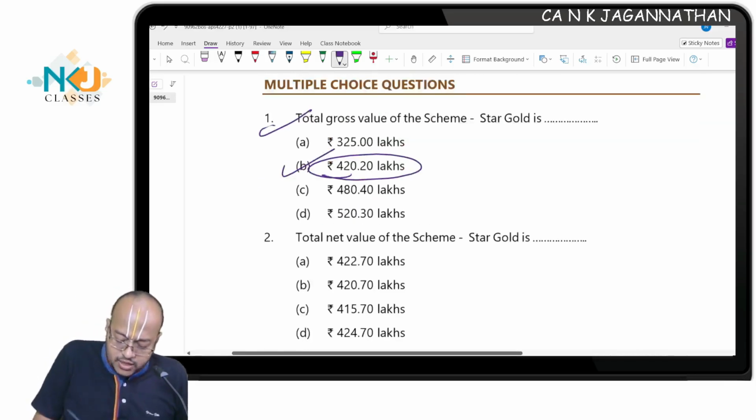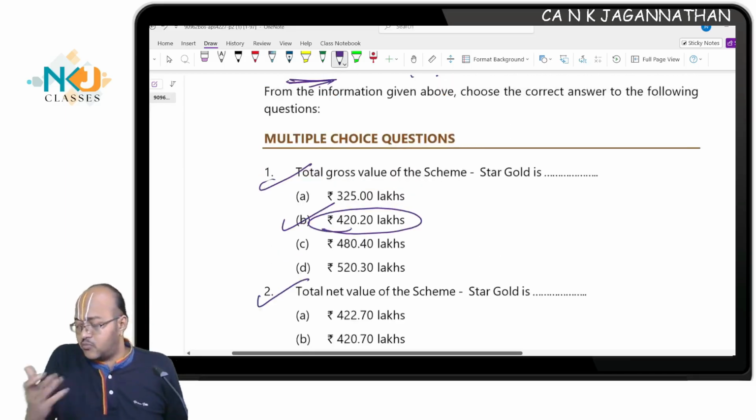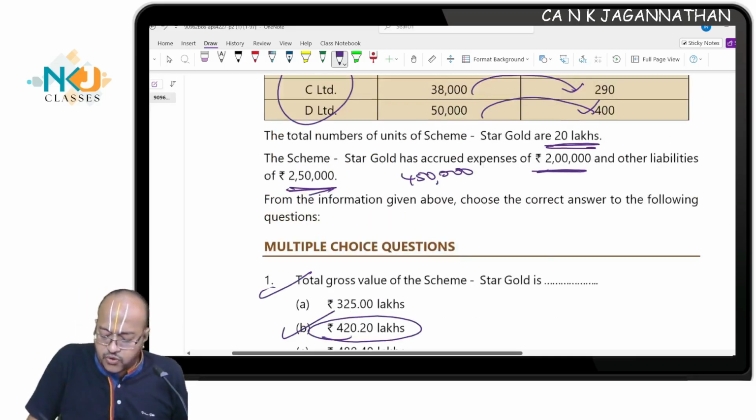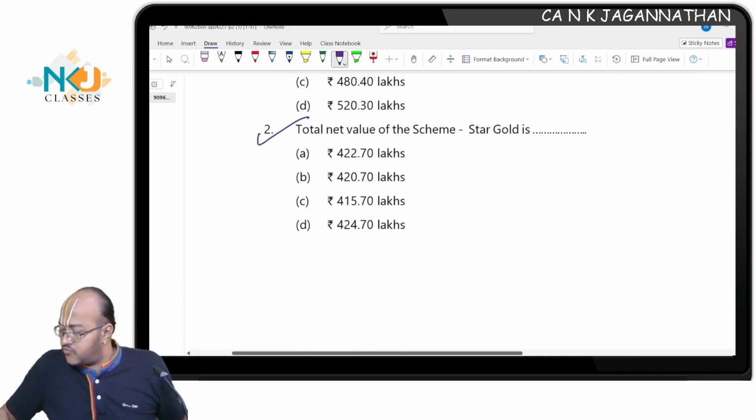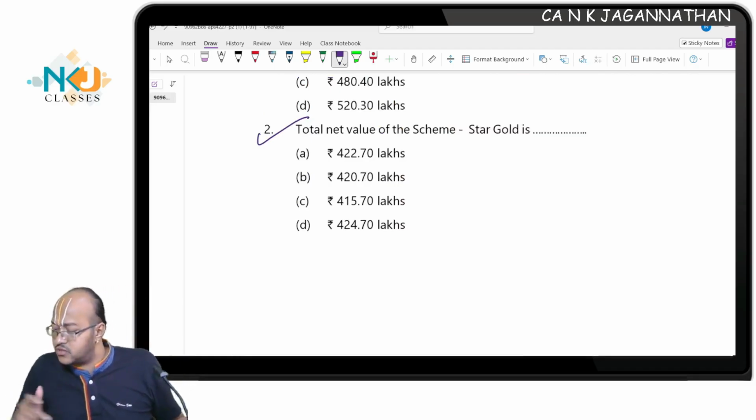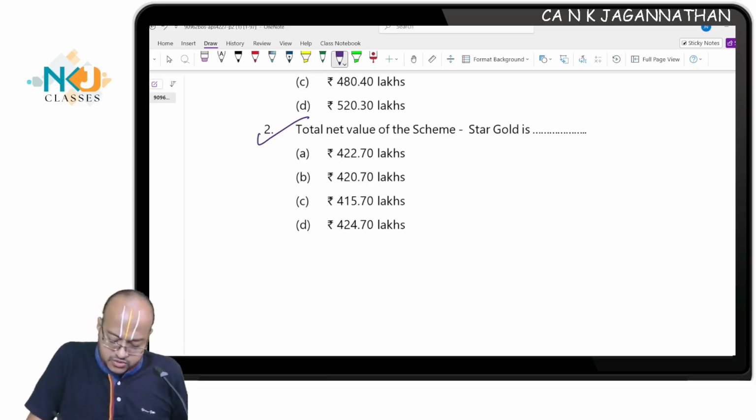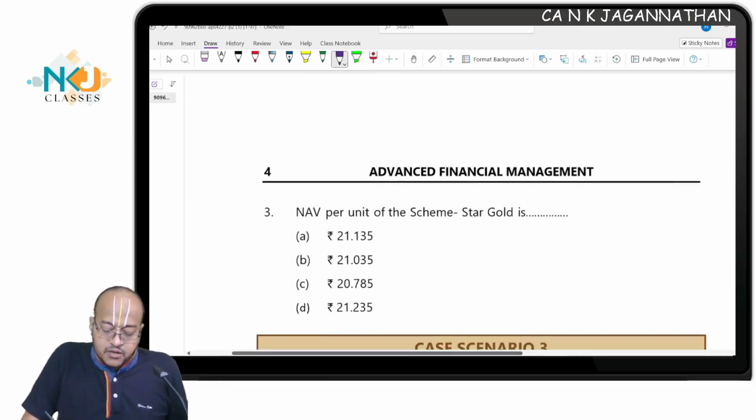Next, total net value of the scheme is how much? Now, just remove the total expenses. How much do you have to remove? 4,50,000. Just remove it. Okay, 420 lakhs 20,000 minus 4,50,000, or 415 lakhs 70,000, which is 415.7 lakhs.